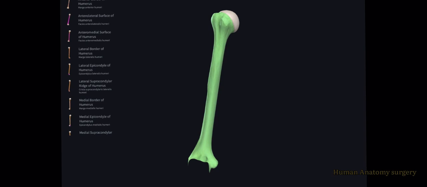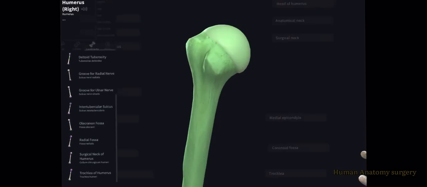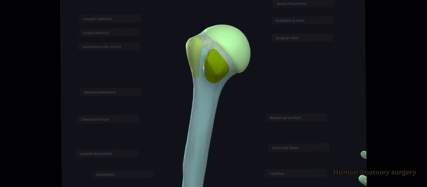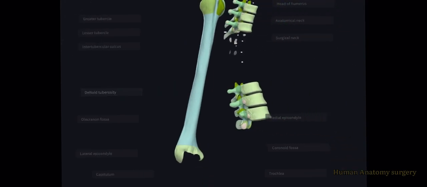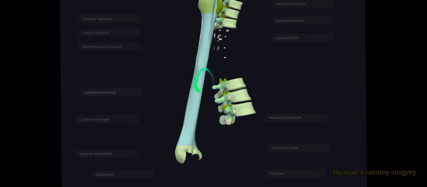The shaft of the humerus has this unusual structure here. The deltoid tuberosity. It's a little difficult to see, so we've started with our surfaces on. It's actually a roughened and raised area where the deltoid muscle attaches, right here.